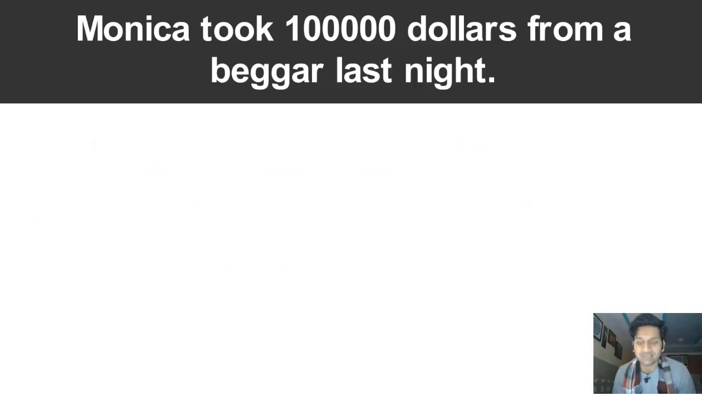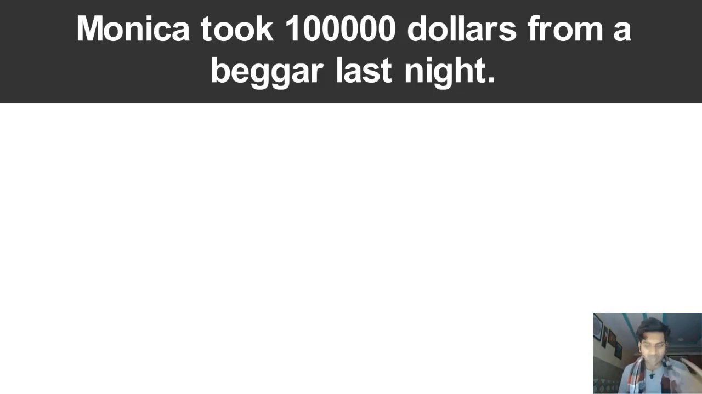So we have taken a sample example, and I will be showing you how you can create a cleft sentence. All right. So the example is, Monica took $1 lakh from a beggar last night. This is a statement. This is not a cleft sentence, right? There is no one particular part the speaker is focusing on here. That is not the case. It is not a cleft sentence, right? Simple sentence, Monica took $1 lakh from a beggar last night.